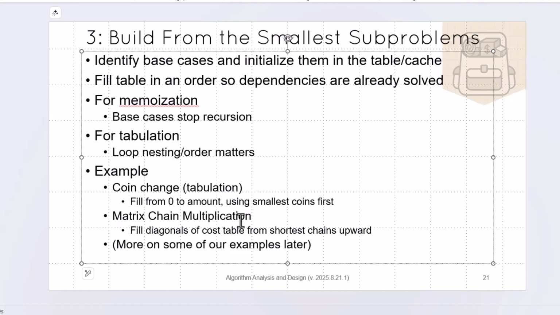Matrix chain multiplication, which we'll see again. There's a little bit of a chicken and the egg problem. I think I've mentioned this before. We'll mention these problems, but we haven't really gone into detail with them. But fill diagonals of the cost table with shortest chains upward.